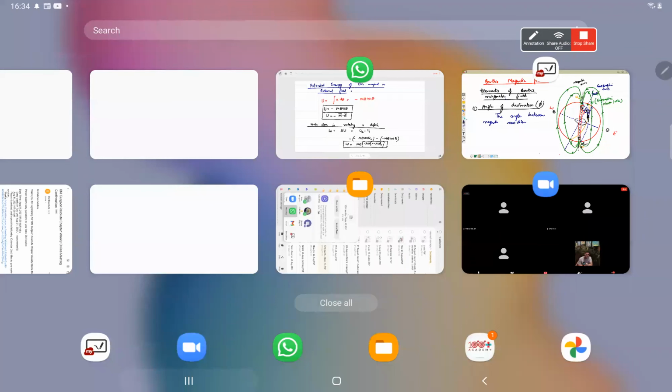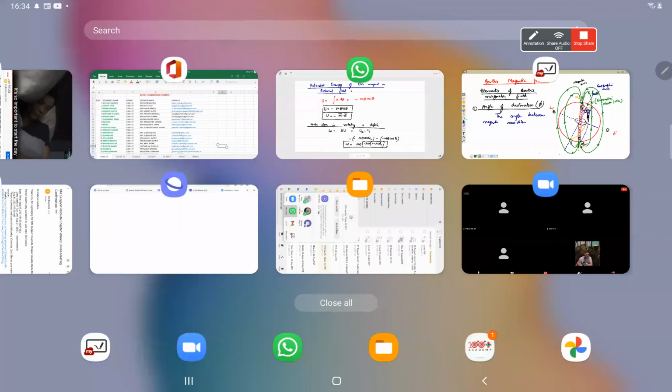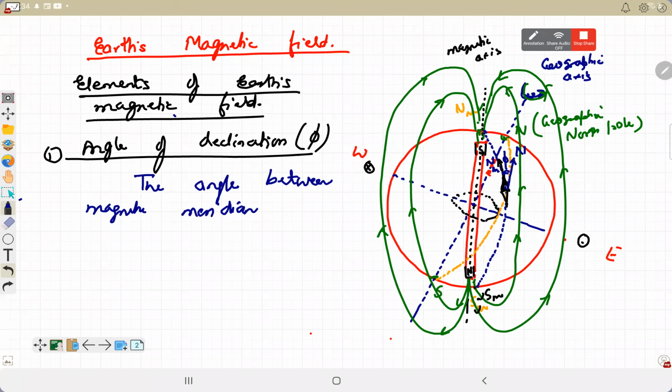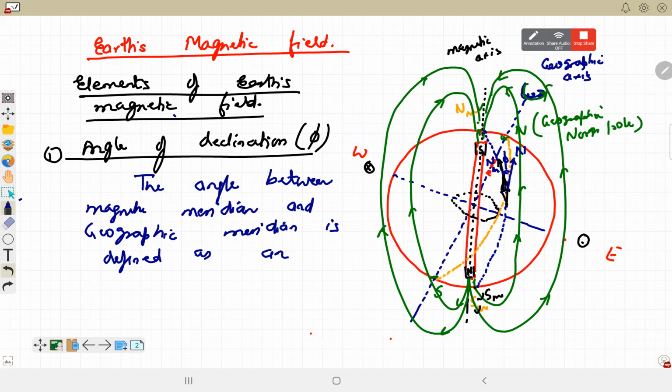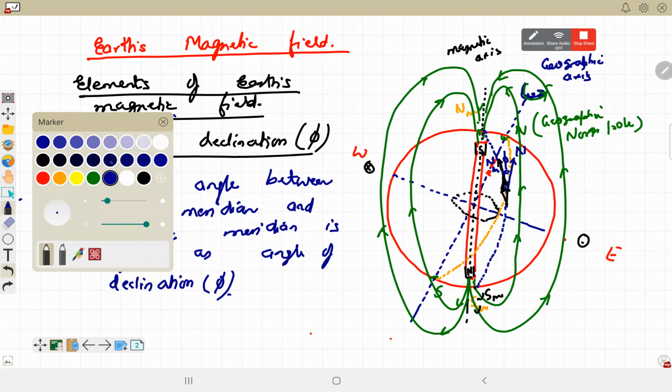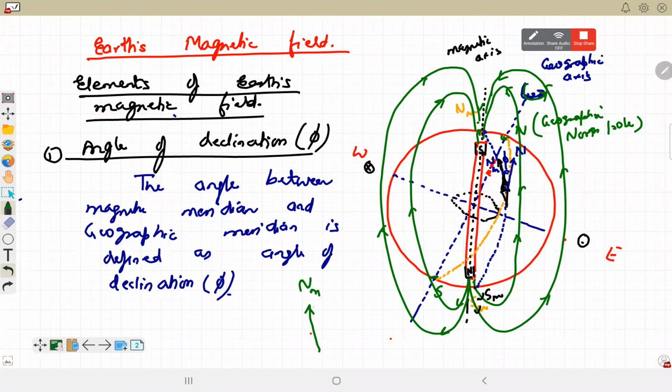The angle between magnetic meridian and geographic meridian. This is the technical definition that you will write. This is defined as angle of declination. ठीक है. Practical language is the north shown by compass and the actual north direction. The angle between the true north and the magnetic north, that angle is called angle of declination.